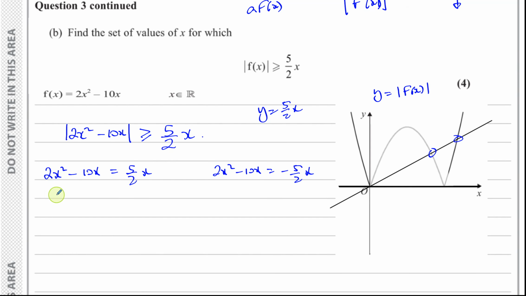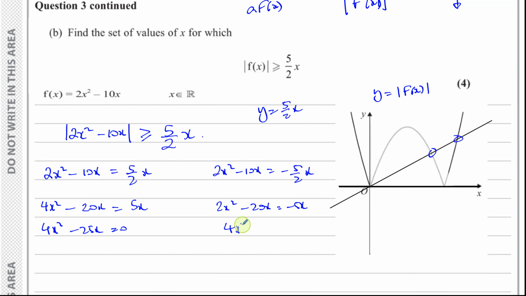So now, let me get rid of the fraction. Let me multiply by 2. So you have 4x squared minus 20x equals 5x, and this will be 4x squared minus 20x equals minus 5x. So this will give us 4x squared minus 25x equals 0.